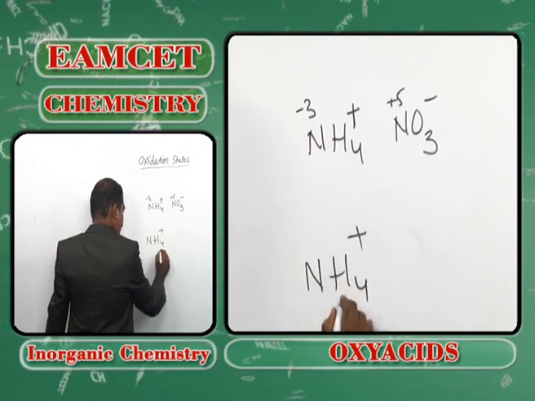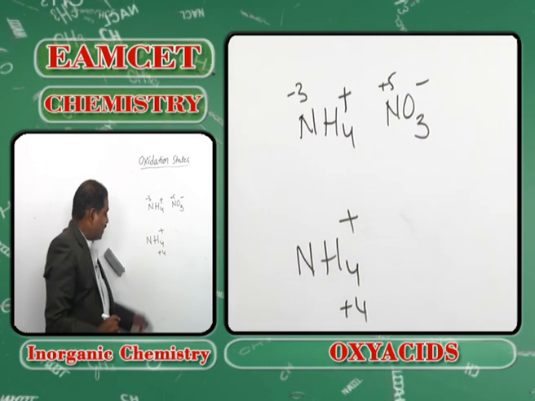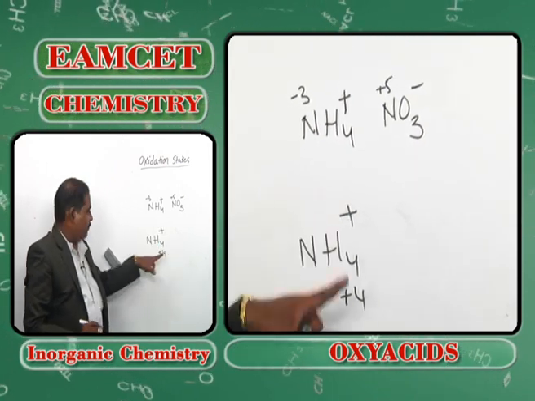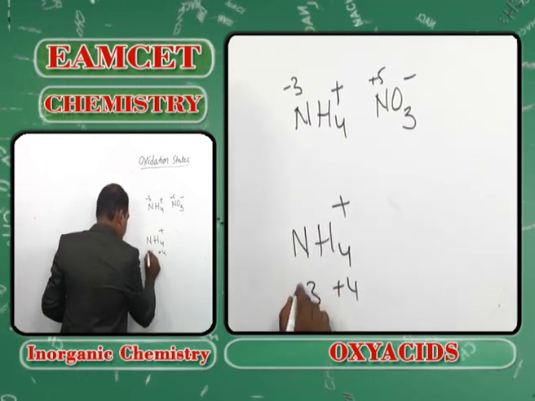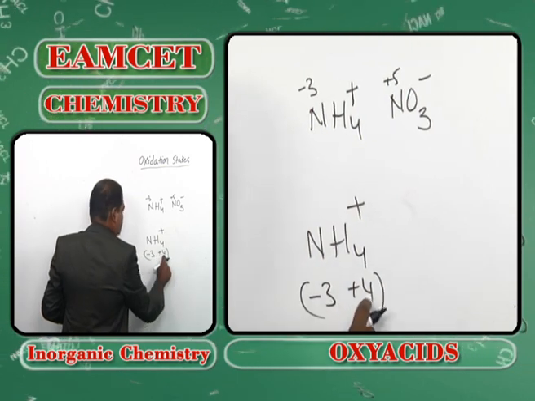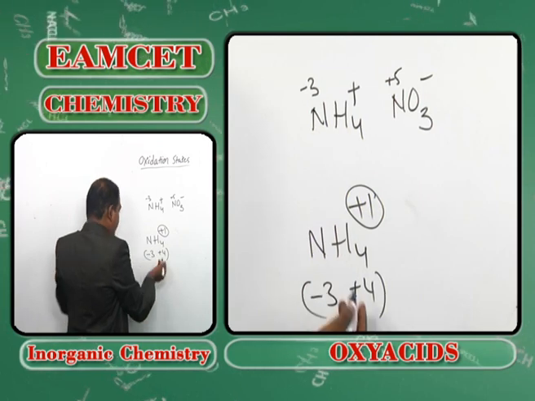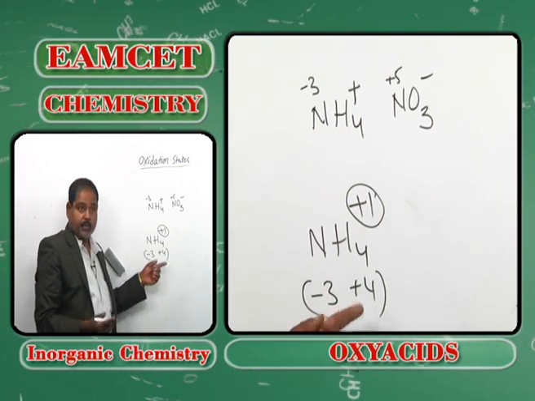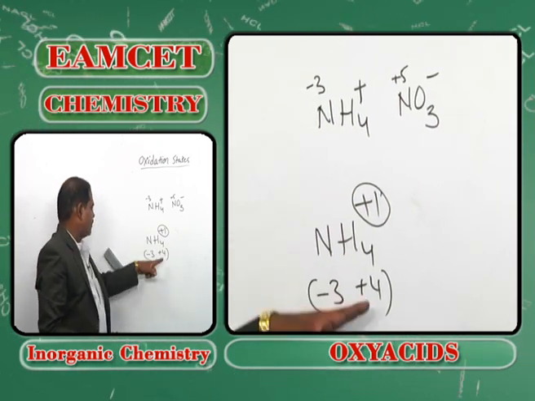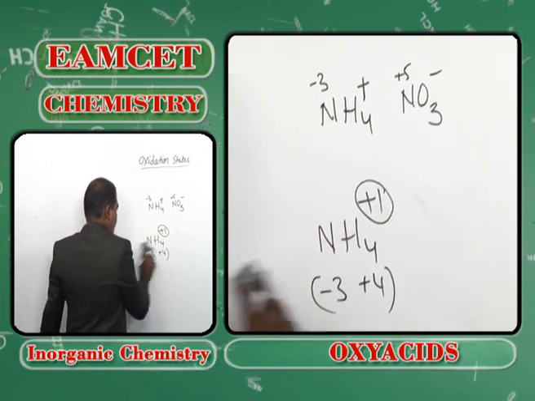NH4 plus, 4 hydrogens plus 4. The net value should be +1, for which nitrogen should only be -3. You see, only -3 plus 4 will be +1. So to get +1 here, why have I written 4? 4 hydrogens. Hydrogen, I told you, is always plus. +4 -3 is +1. What about NO3 minus?